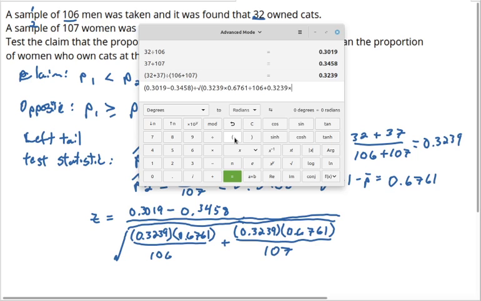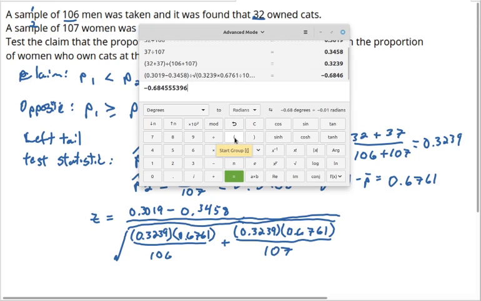0.3239 times Q bar, 6761, divided by 107. And now I end that parentheses for the square root. And that's pretty standard in most of these one-line calculators. Okay, and that gets me a test statistic of about, let's call this negative 0.68.